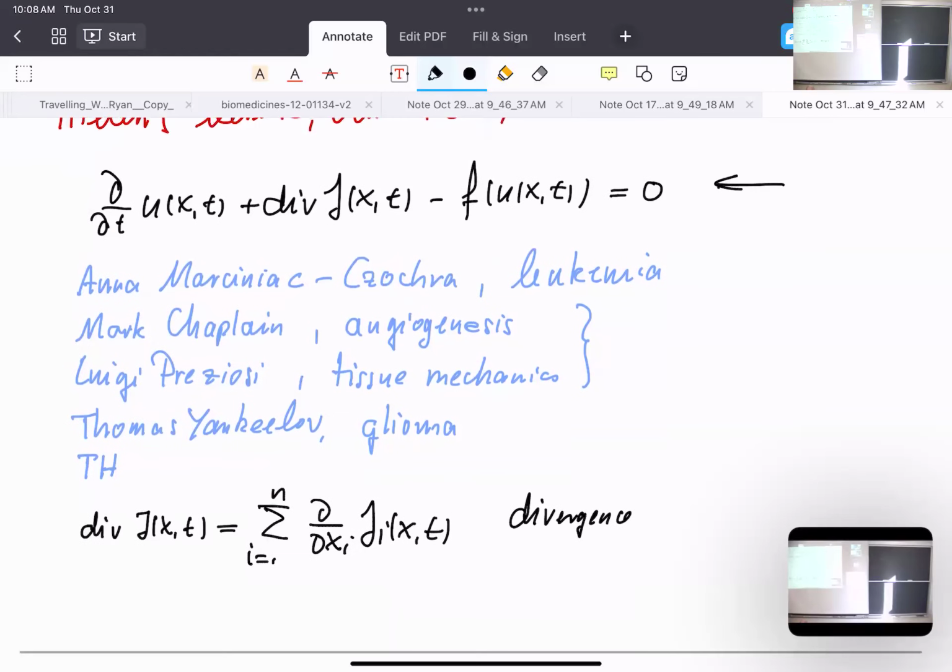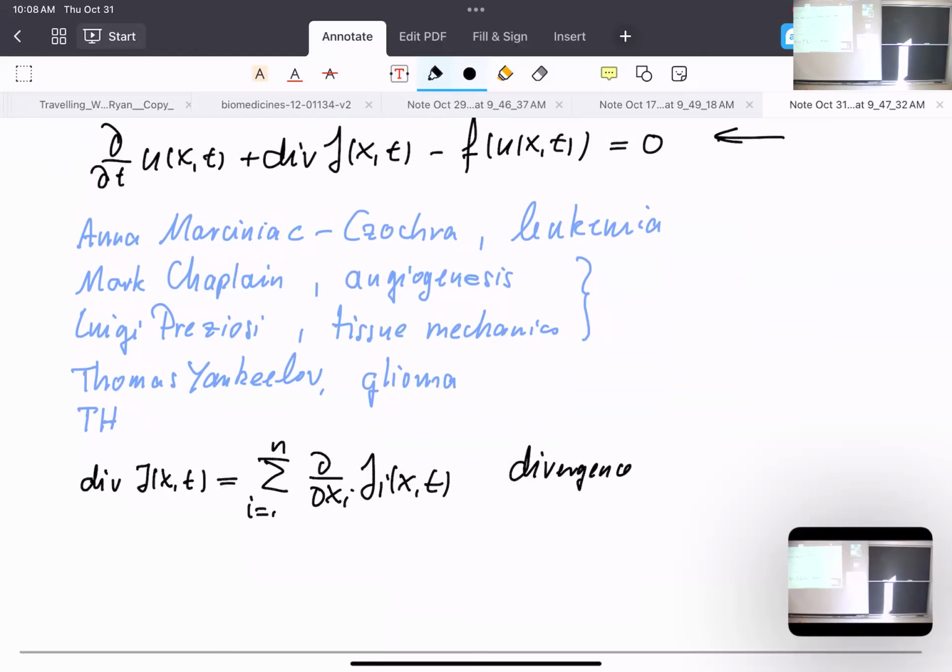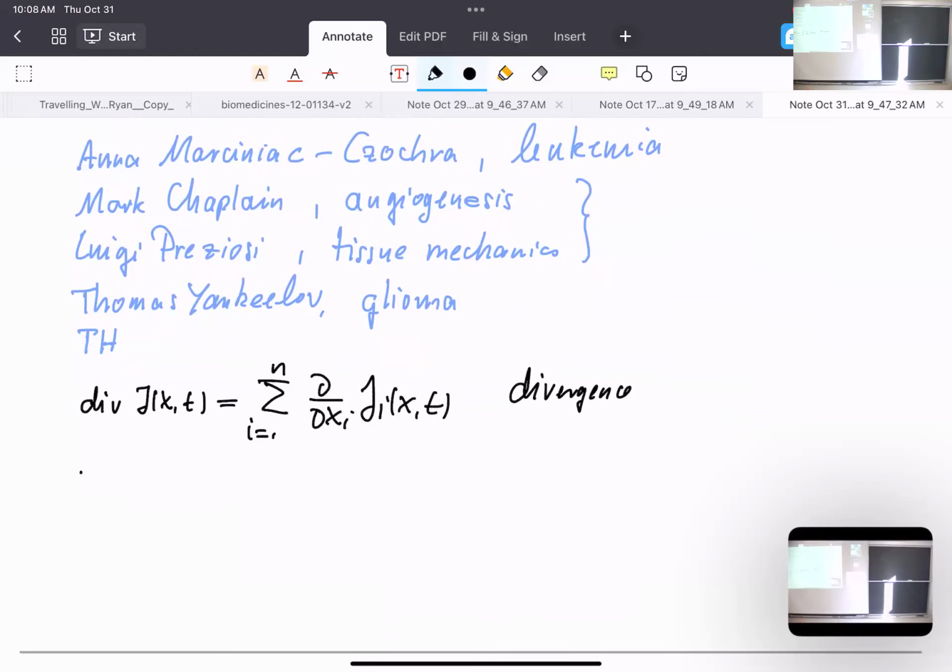So what we would like to have here in the equation is an equation for U alone. And now we have U and J. So this is a little bit too much. Either we need an equation for J, or we need to get rid of the J and get something with U. So we need original and great ideas. So what is a flux J of x,t?